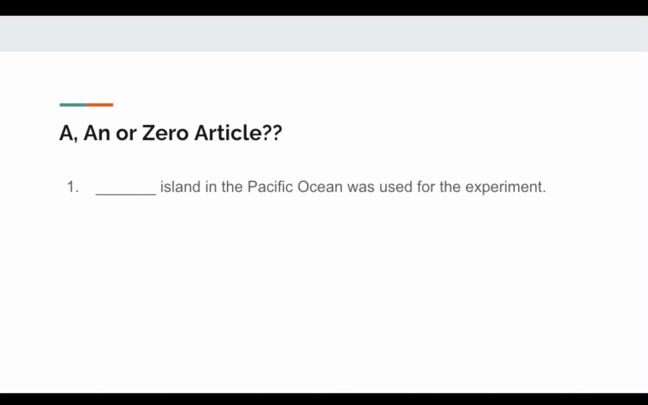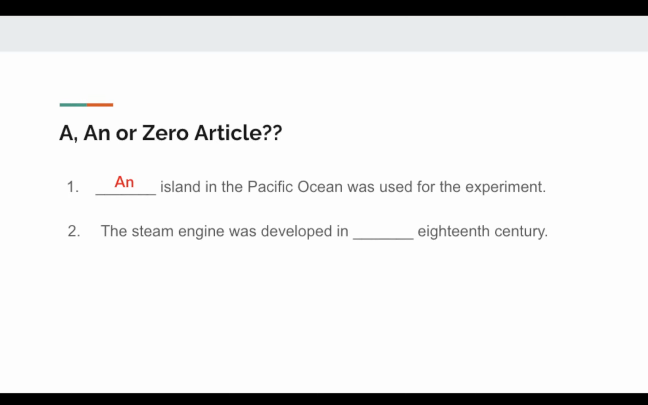So, number 1. Blank Island in the Pacific Ocean was used for the experiment. So take 3 seconds. What do you guys think? If you said an island, that's absolutely correct because we're talking about one of many islands in the Pacific Ocean, okay? And remember that before vowel sounds A, E, I, O, U, we place an. So an island in the Pacific Ocean was used for the experiment.